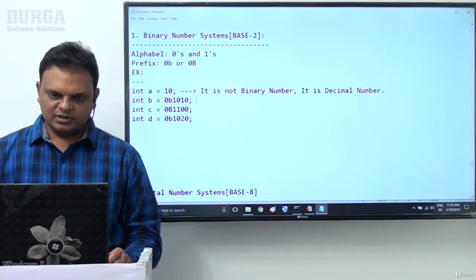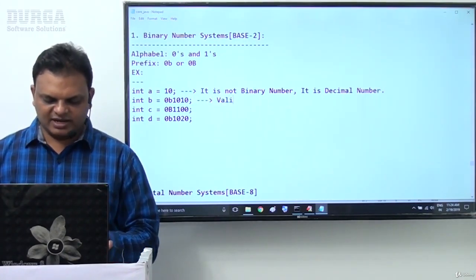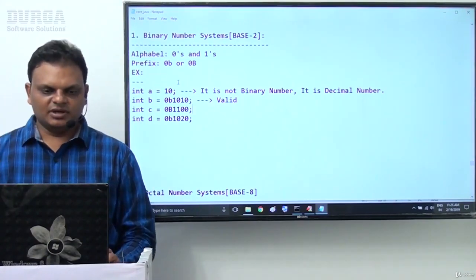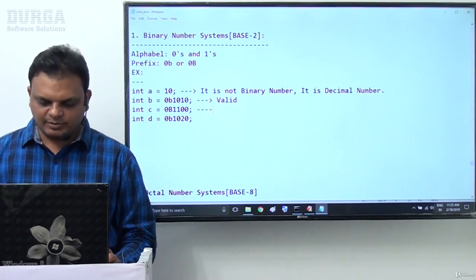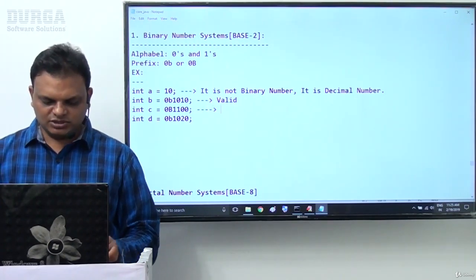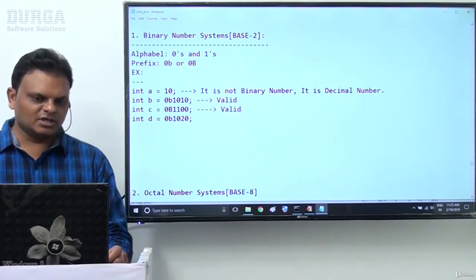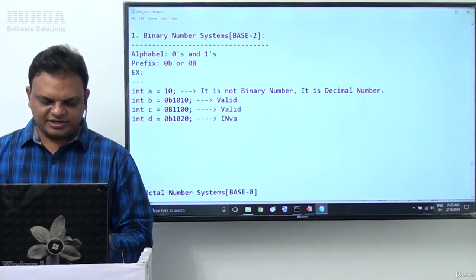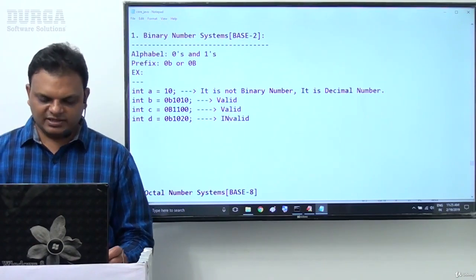Then what about the next one? Yes, it is valid. It is a binary number only, because 0 small b is used here. Next one is int c is equal to 0 capital B 1100. This is also valid. No problem here, because 0 capital B is also valid. And the last one is invalid. Why is it invalid here? What is the reason for it?